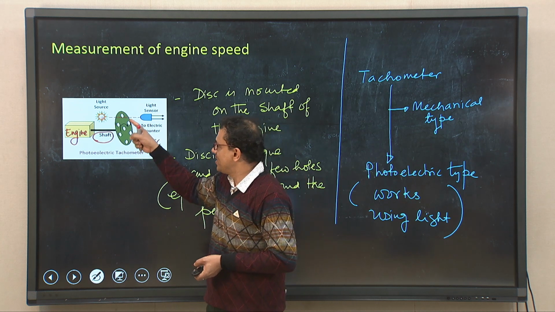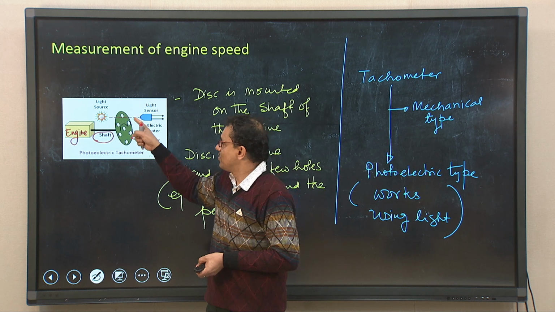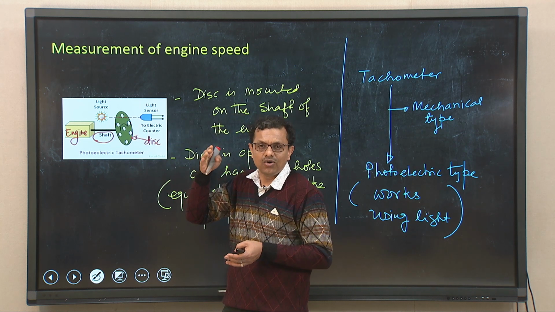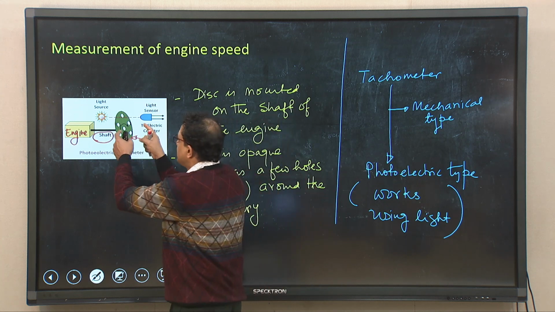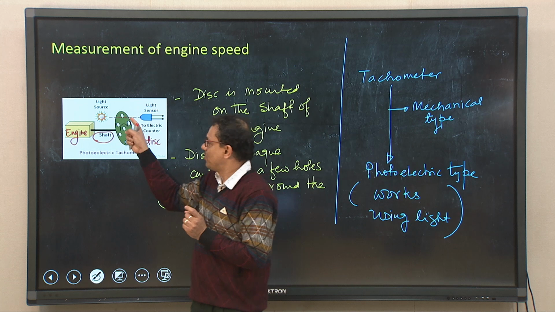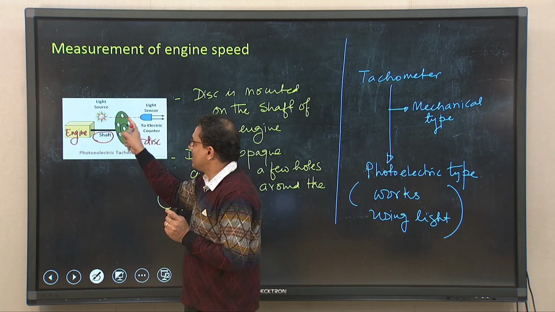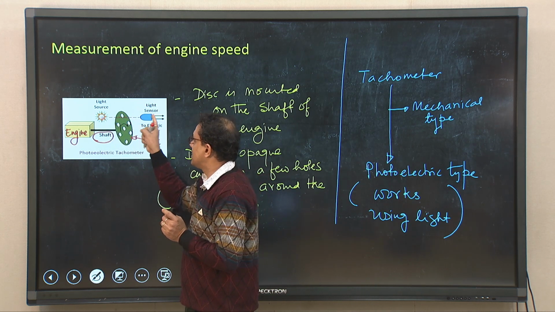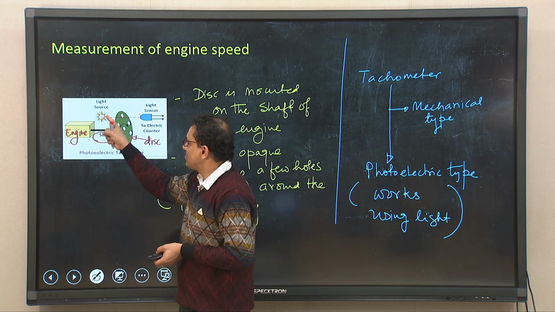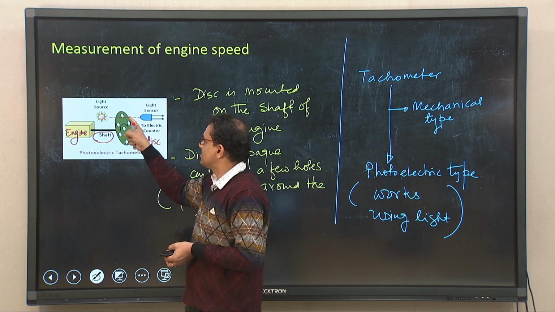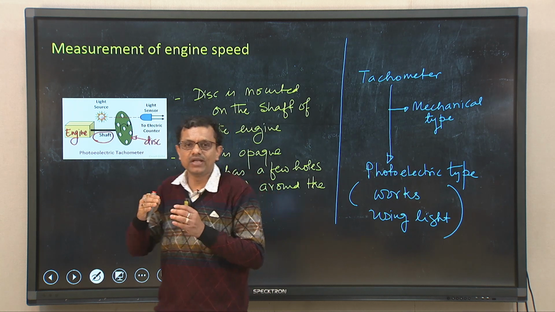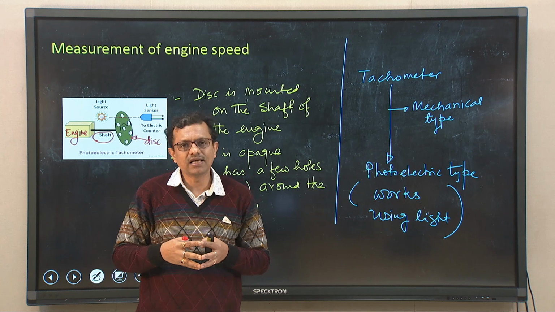So, you know that when the disc is rotating, the hole and the opaque part will appear alternately between the light source and the light sensor. Now, when a hole appears and the hole center, light source and light sensor are in line, light will pass on to the sensor through the hole, and when the sensor gets light, it will generate electrical pulses.